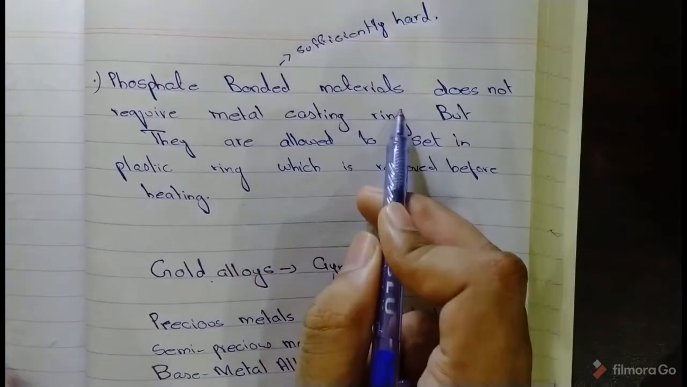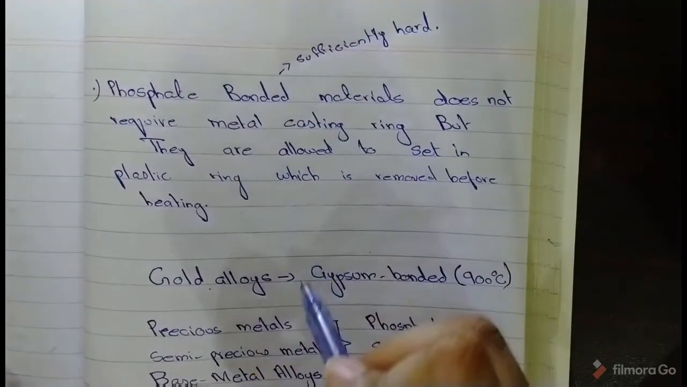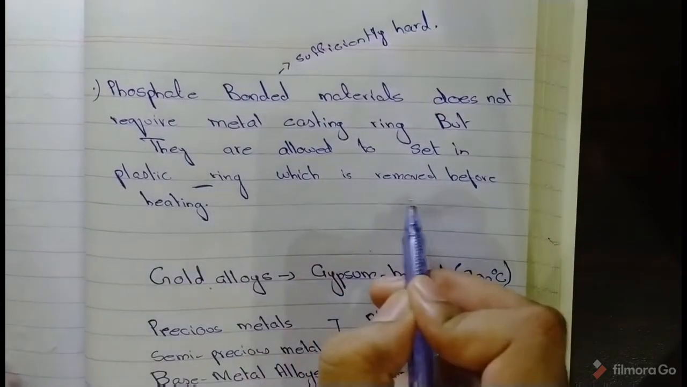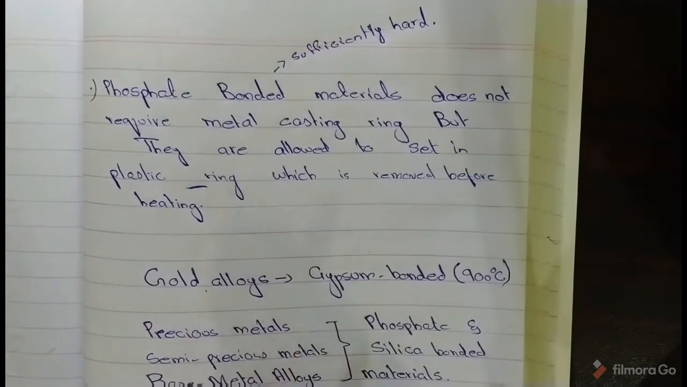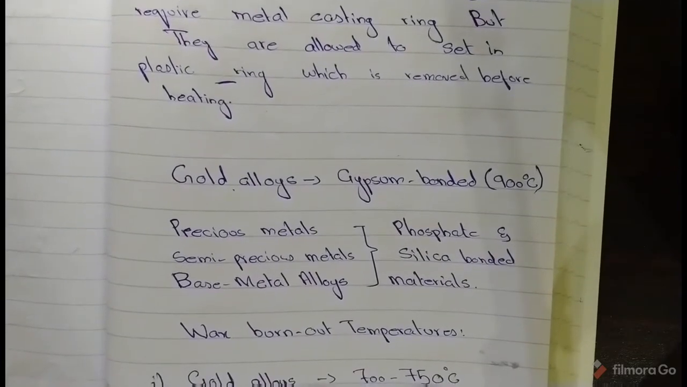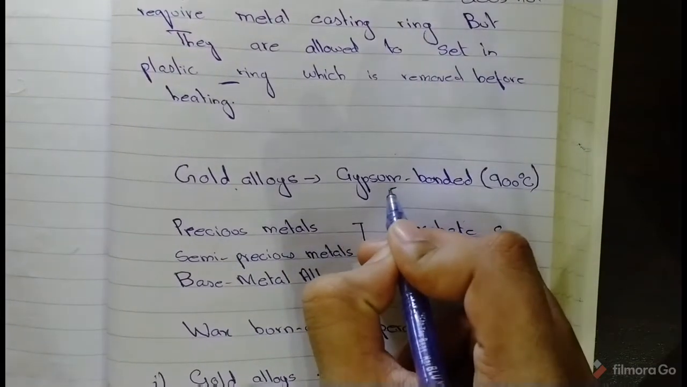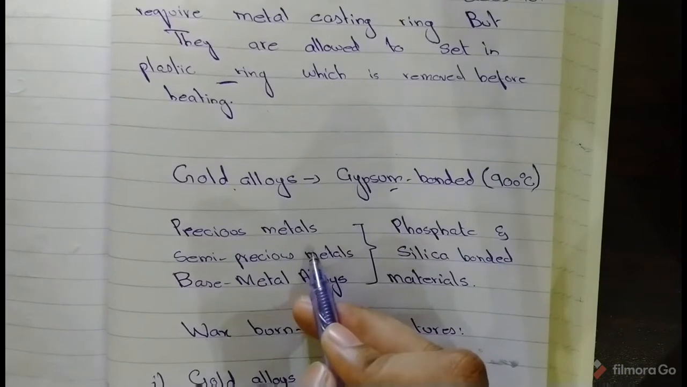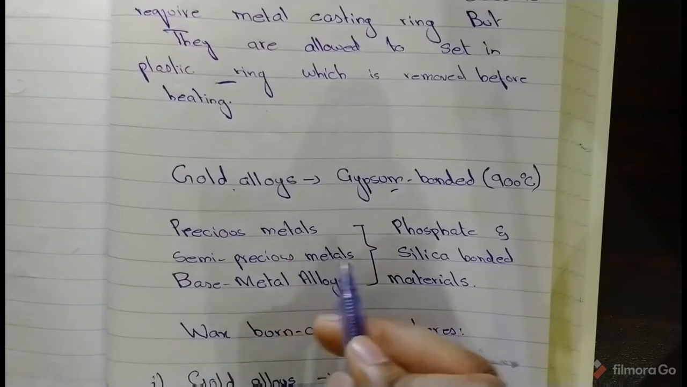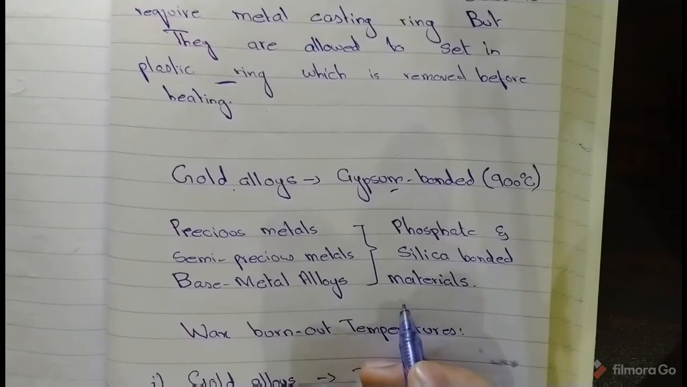Phosphate bonded materials do not require a metal casting ring because they are already sufficiently hard, so they are allowed to set in a plastic ring which is removed before heating. Now I am going to tell you which alloys can be used with which of the investment materials. With gold alloys you use gypsum as the investment material, and precious metals, semi-precious metals and base metal alloys can be cast with the phosphate and silica bonded investment materials.